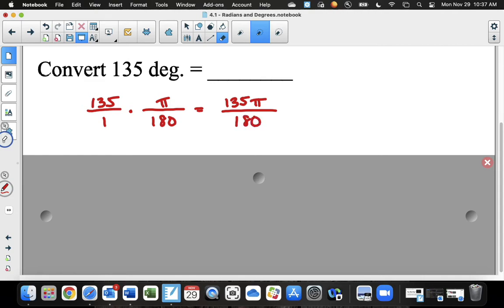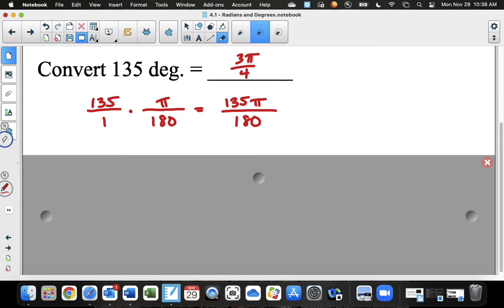What does that one simplify down to? 3 pi over 4. It's 135 over 180, which is 3/4. So this ends up being 3 pi over 4. That's the radian equivalent of 135 degrees. Okay.